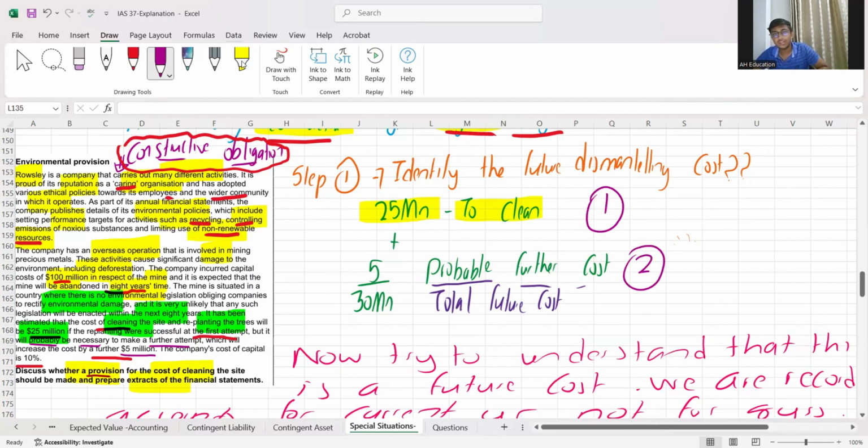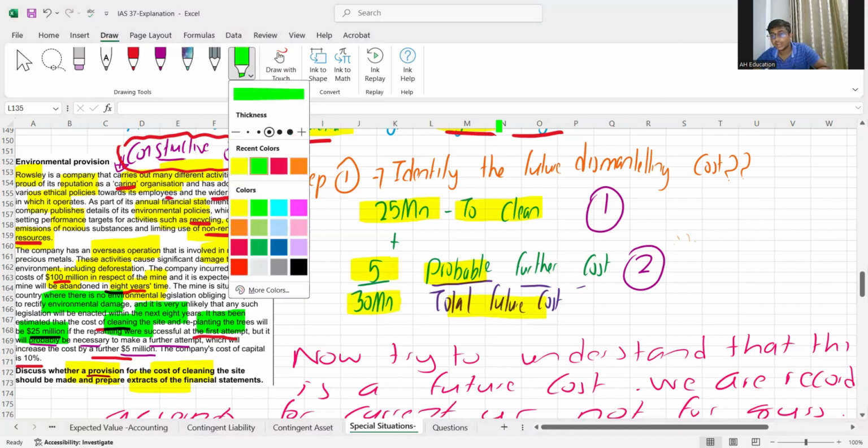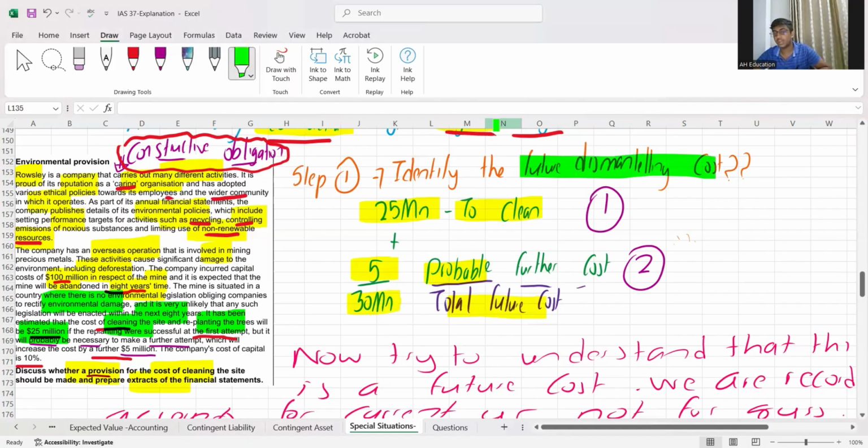Now, since this is a probable cost, you need to recognize this 5 million as well. So your total future cost would be 30 million, which is 25 million at your first attempt and your probable further additional cost. If they had told you it was only possible, then you wouldn't need to recognize that 5 million. Since it's a probable cost, that is the reason why I'm recognizing this. So our first step is to identify the future dismantling cost. We have identified it to be 30 million. That is our very first step.